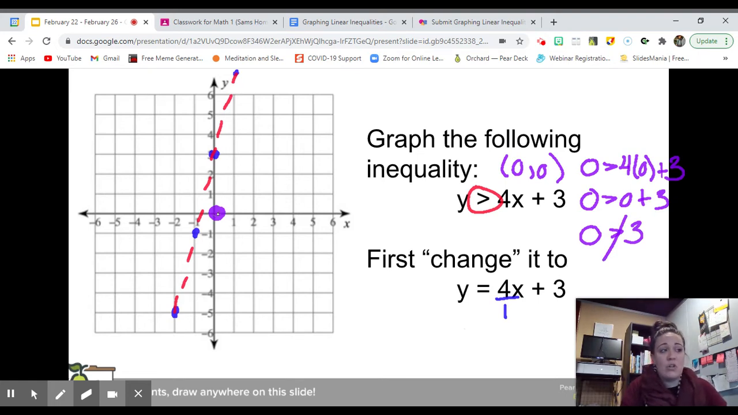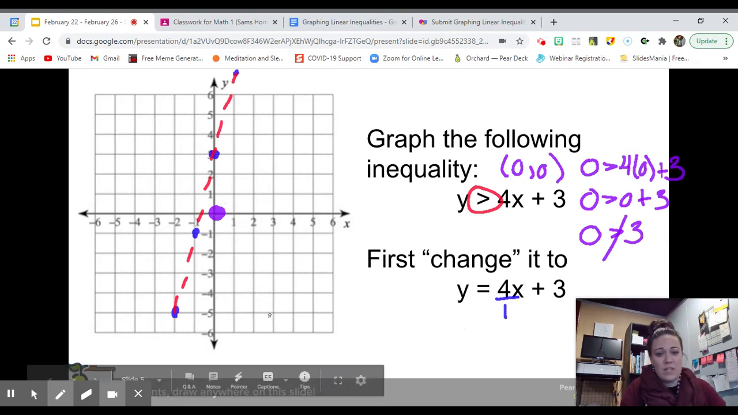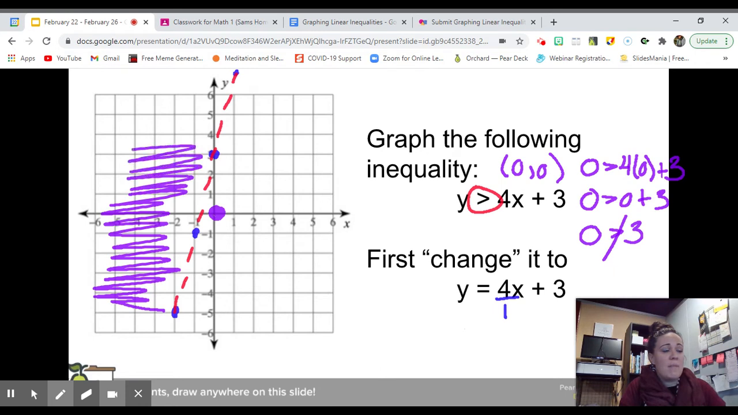So that means that my solution does not include 0, 0, or really any points that are below this line, because 0, 0 is below the line. That also means that any particular point that is above the line here is going to make that particular inequality a true statement.